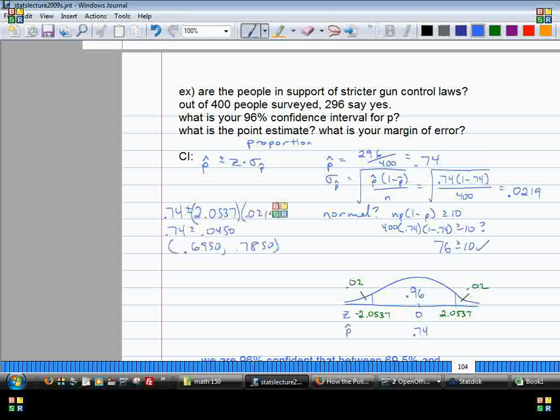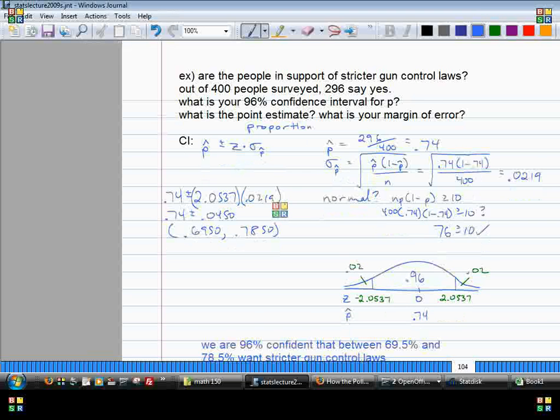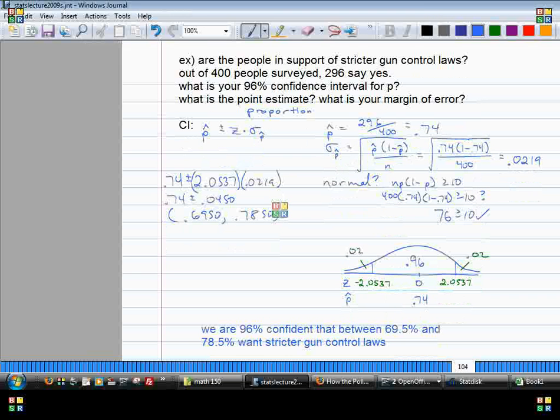And we just state our conclusion. So we're 96% confident that we're between, and again, these are proportions, so you don't have to, but I like to state it in common language. So 0.695 is really 69.5%. So it's between 69.5% and 78.5% want stricter gun control laws.